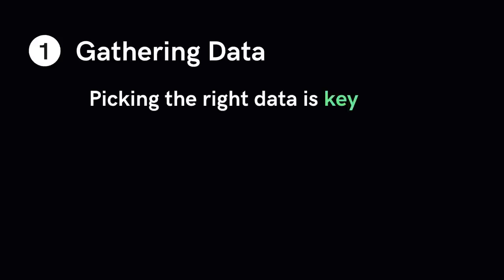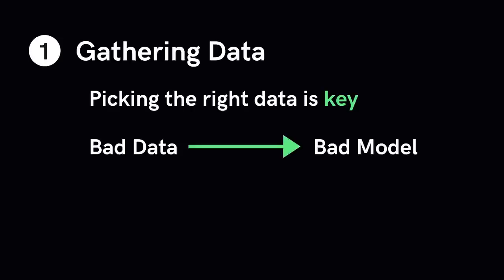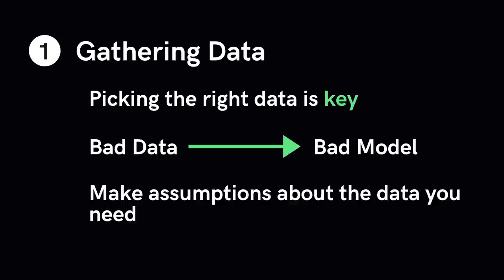The choice of data and how much data you would require entirely depends on the problem you're trying to solve. Picking the right data is key, and I can't stress how important this part is. Bad data implies a bad model. A good rule of thumb is to make assumptions about the data you require, and be careful to record these assumptions so that you can test them later if needed.